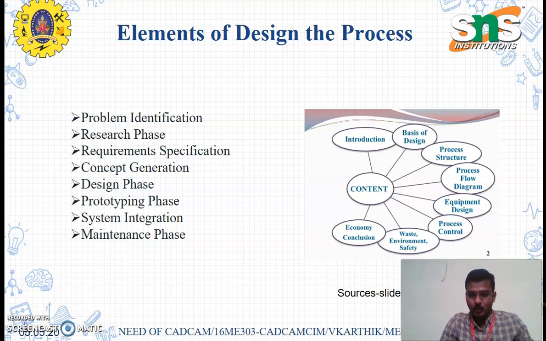And then process control. How are we able to control the system? This is called system integration. How are we able to control this design in a process way, and then the waste is to be minimized or exhausted, and it is to be environmentally friendly and also very safe. And last, we have to finalize the economics. Is this product okay or not? We have to finalize and then conclude this design, and then we can go for the production phase. These are all the basic elements or steps to design the process.